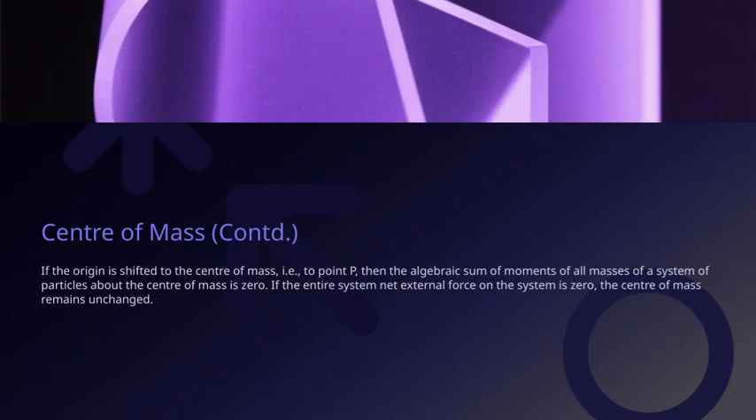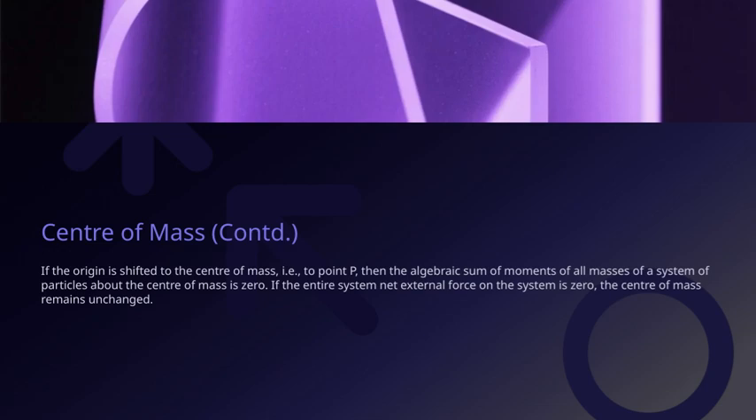Now, let's consider what happens when we shift the origin to the center of mass, which we call point P. When we do this, an interesting thing occurs. The algebraic sum of the moments of all the masses in the system about this point becomes zero. Essentially, this means that the center of mass acts like a balancing point for the entire system. Furthermore, if the net external force acting on the system is zero, then the center of mass will stay in the same position. It won't move.